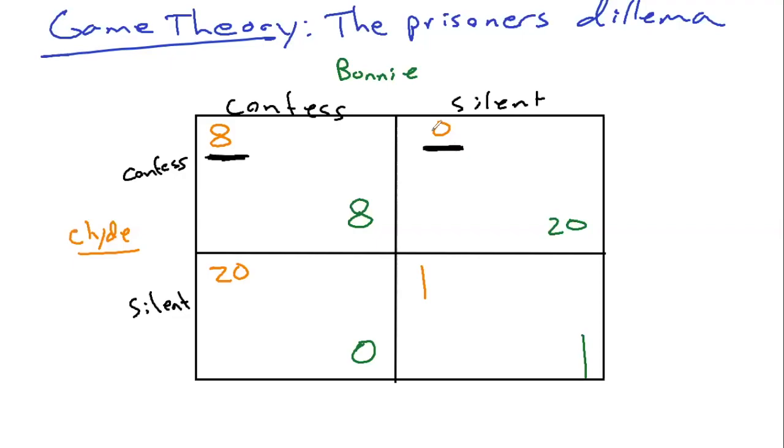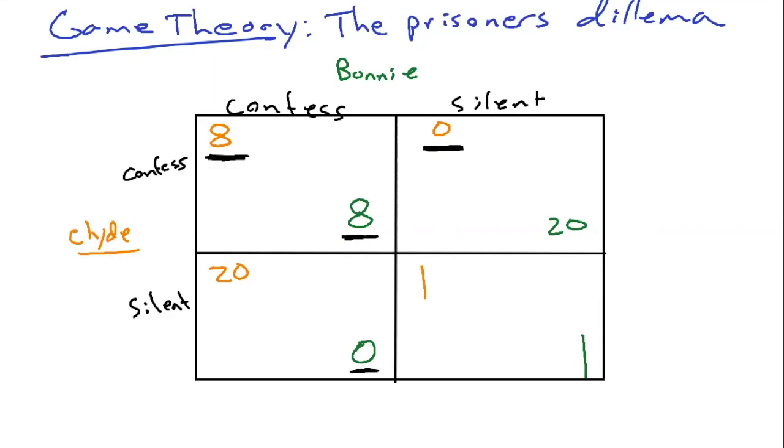If we do the same thing for Bonnie, we can assume Clyde confesses. Now Bonnie has a choice between 8 and 20. She's obviously going to pick 8. And if Clyde stays silent, Bonnie can either pick 1 year in jail or 0. So obviously she's going to pick 0.